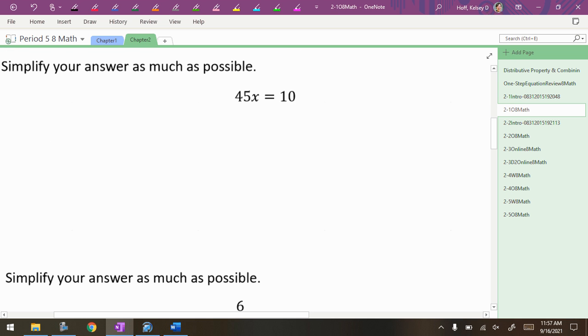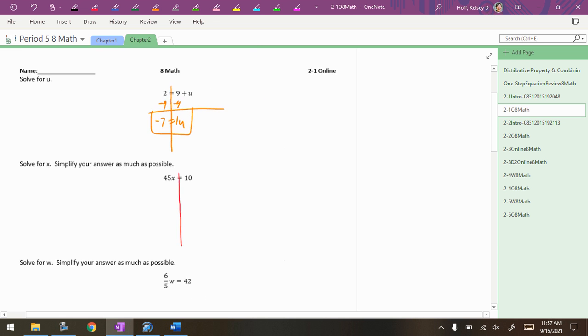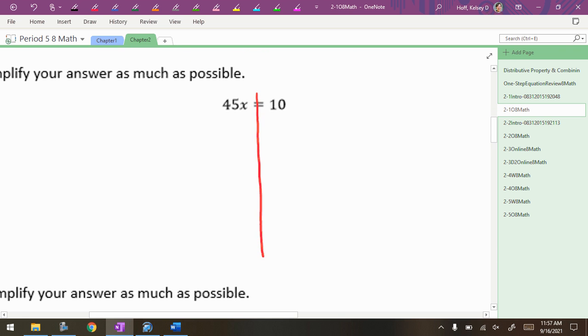Here's your next one. 45x equals 10. I'll take the first step. I'll draw the line through the equal sign. What do I do? Isaiah. Hold on, back up. Do what? By 45. I thought you said 0.5. That's why I got confused. Sorry. Divide by 45. Okay.